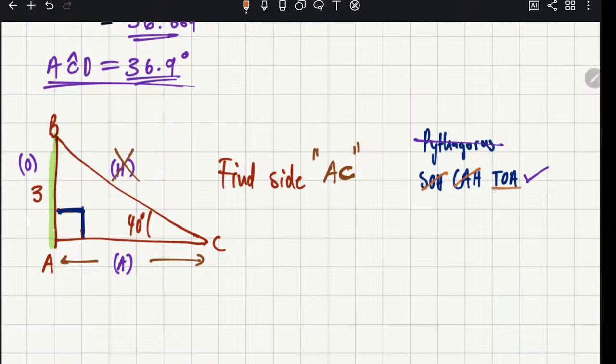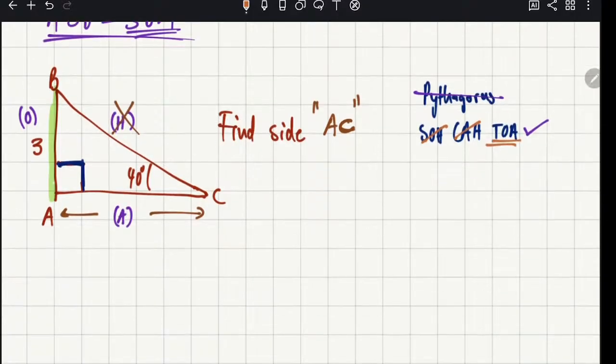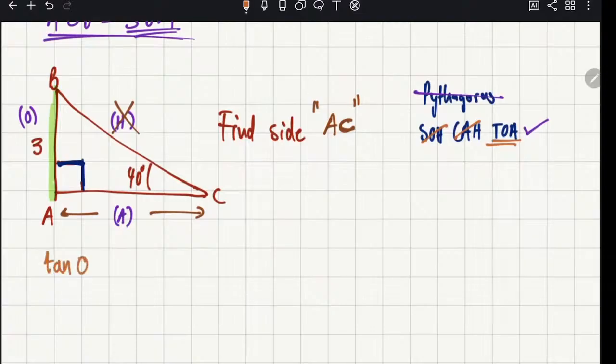To get the answer in this question, you have to use TOA. So you can now use TOA. What is T? T is tan. So tan theta is equal to, what is O? Opposite. Over what is A? Adjacent. This is what you start by writing in Cambridge.